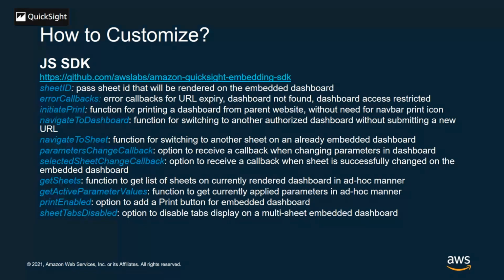We also have a bunch of callback functions. We keep enriching our callback functions for the errors so that if there is a particular error, you can handle it gracefully and show a good experience to your customers. Some of those errors are if the URL has expired, or if the dashboard is not found, or if the dashboard access is restricted. You can also have a callback if the parameters are changed so that you can use those parameters to maybe filter some other part of your page, and so on.